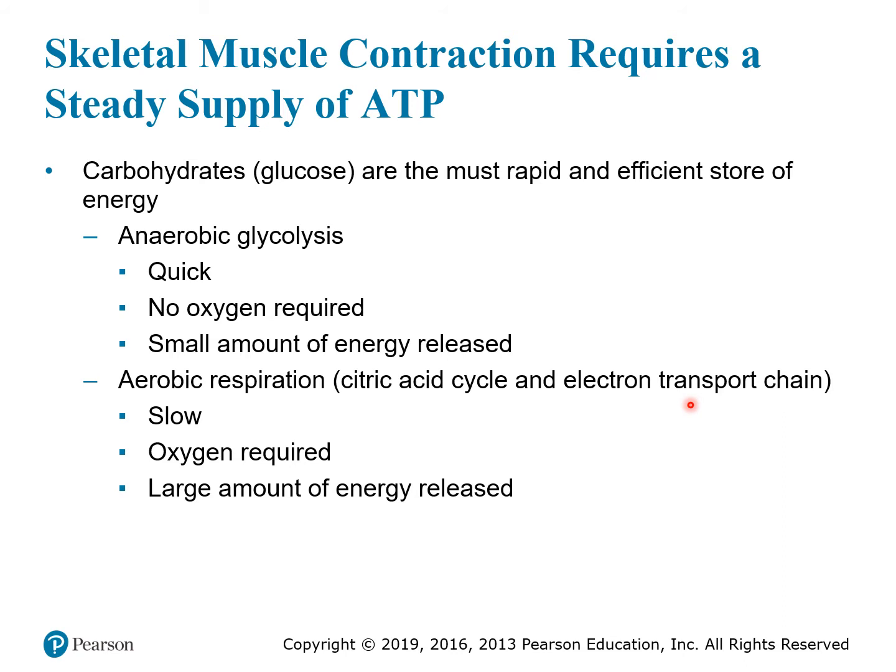So these muscles that rely on aerobic respiration are going to contract much slower compared to the muscle fibers that rely on glycolysis. But because they are slower, they are actually going to fatigue slower compared to the muscles that rely on glycolysis.